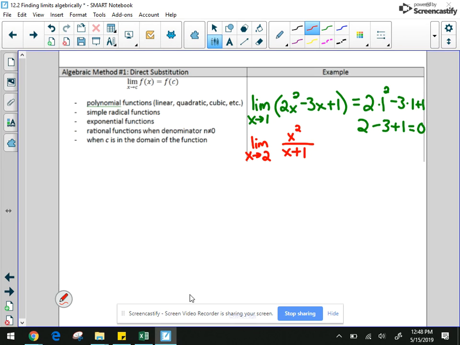If I substitute a 2 in, I'll have a denominator of 3, and it's perfectly legal to divide by 3. The only value I could not directly substitute in for this function and evaluate a limit would be an x value of -1, because that would cause me to divide by 0. Can't divide by 0, we'd have to try a different algebraic method to get an idea of what that limit would be. But in this case, like I said, we can directly substitute in a 2.